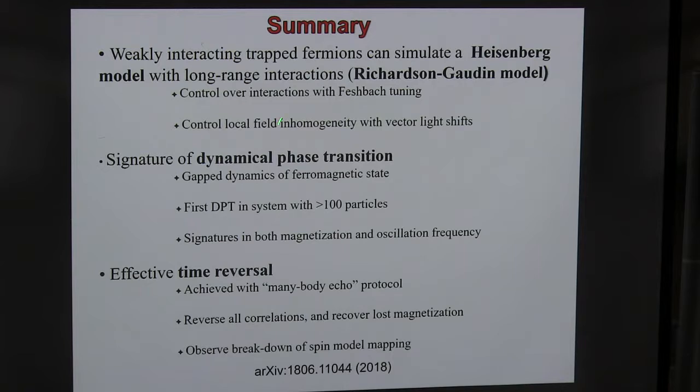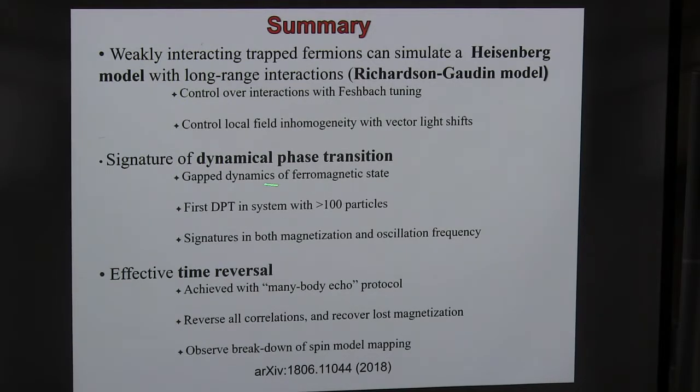So, with that, let me summarize. We discussed a weakly interacting gas of fermions, and we showed that we can simulate the Heisenberg model with different interactions. We mapped it to a special case of the Richardson-Gaudin model. We were able to show the different phases by control over the interactions with the Feshbach resonance, and control over the homogeneity using vector light shifts. We saw a signature of the dynamical phase transition, changing the behavior of the gas from stable to demagnetized.